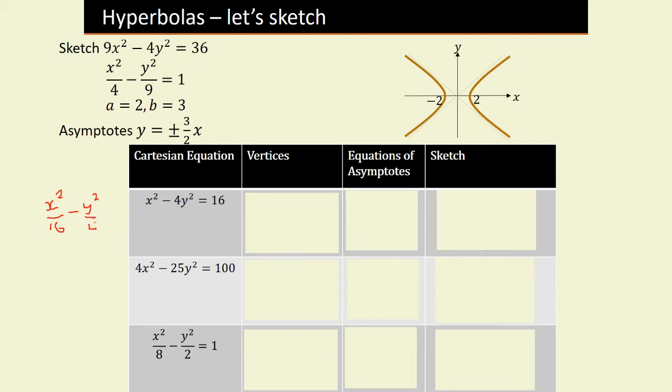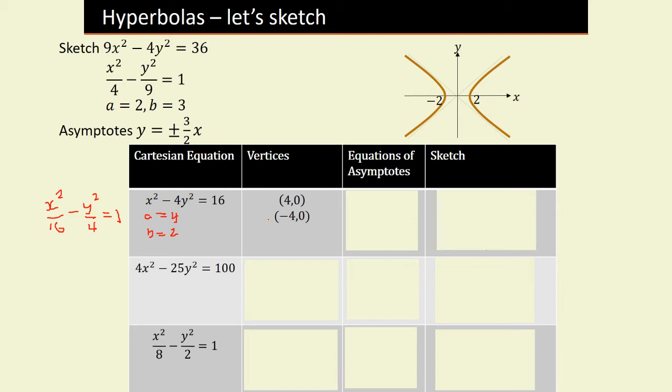And that equals 1. Okay, so at that point, we should be able to see that a is the square root of 16, b is the square root of 4. So in this one, we've got a is 4 and b is 2. So when we look at what this one's going to look like, let's move on. We're going to get 4, minus 4 and 0 at the vertices.